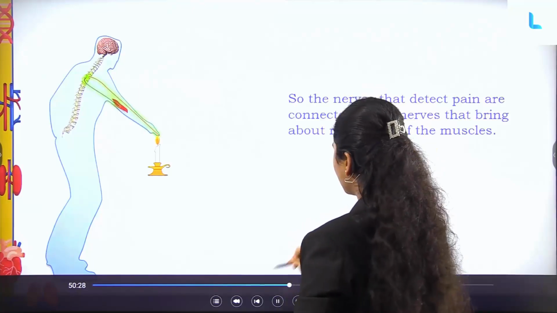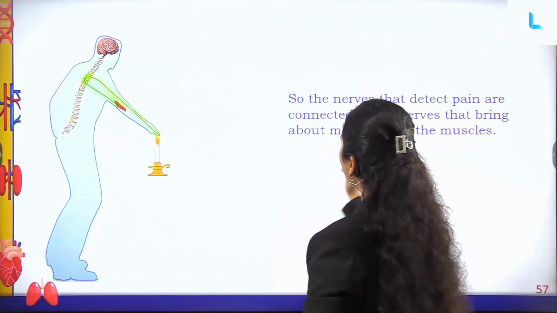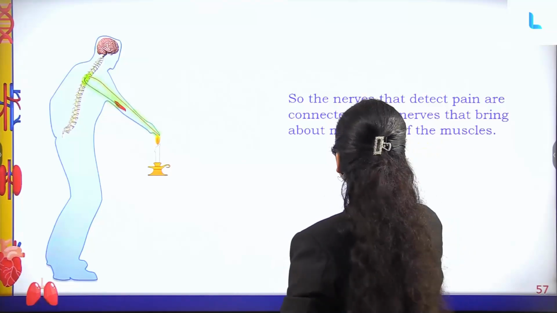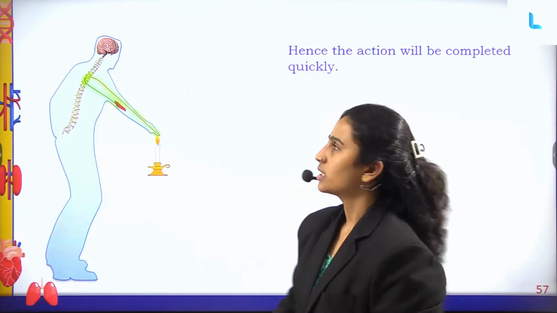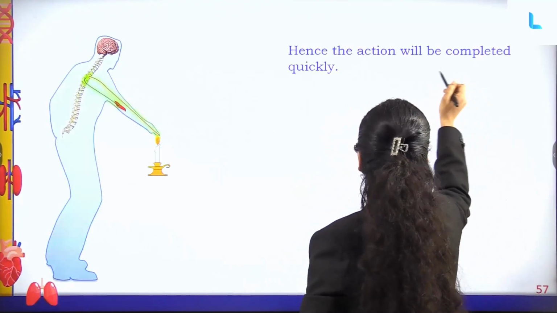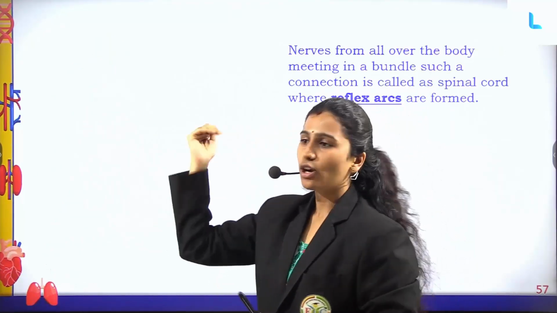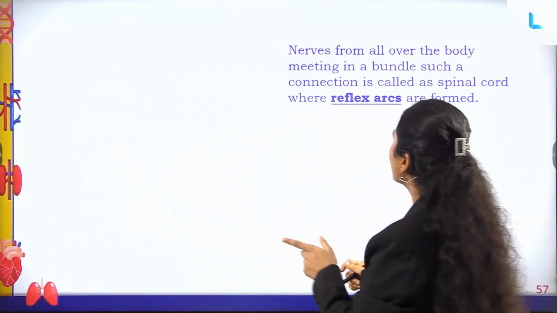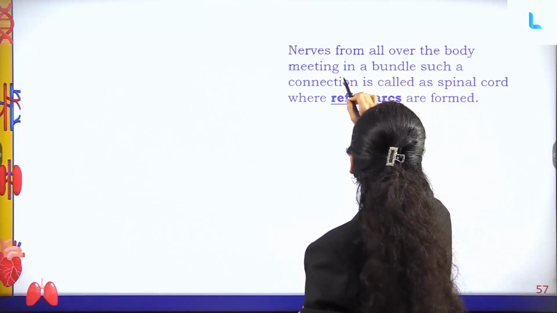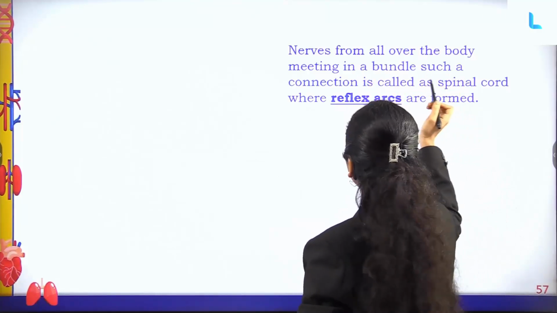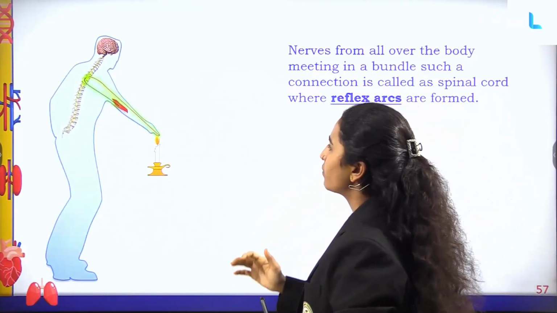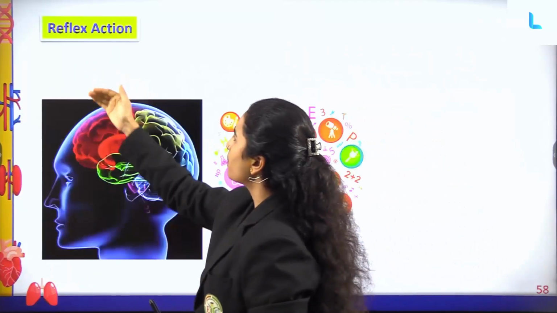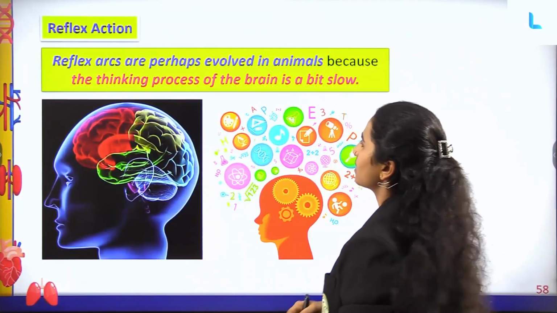So the nerves that detect pain are connected to the nerves which bring about movement of the muscle. They will be interconnected to each other. Hence the action will be completely quick. So we can take off our hands very easily if they are moving on a shirt. Nerves from all over the body meet in a bundle, and such a connection is called the spinal cord, where reflex arcs are formed. So what is the reflex arc? Within a short period of time we are going to react.